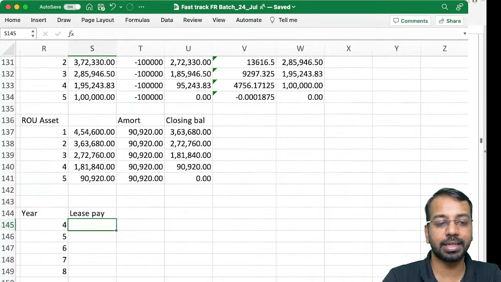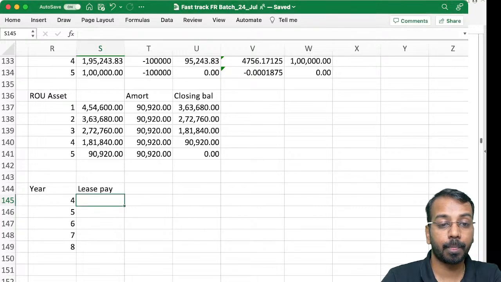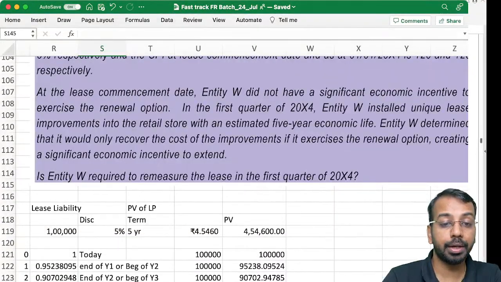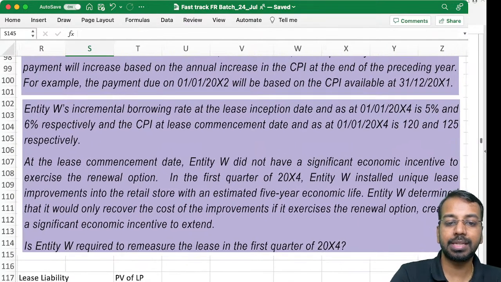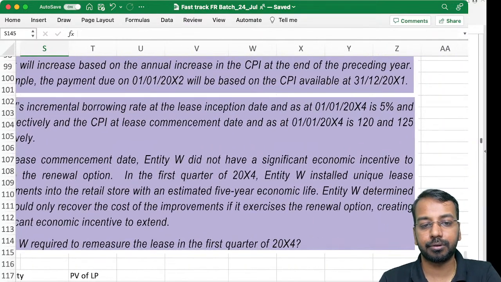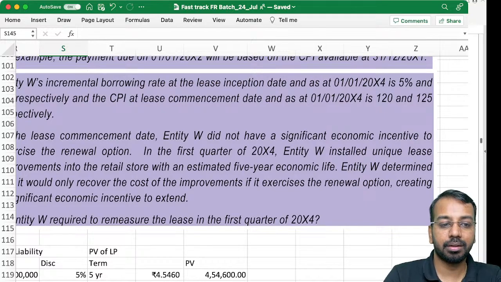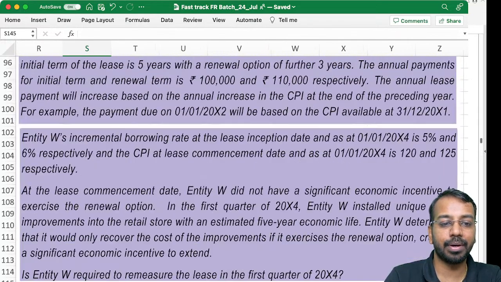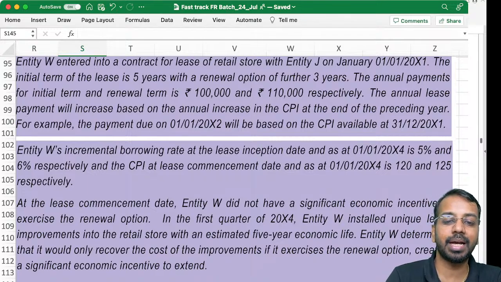Now what the question says is, on 1st of January of year 4, the CPI is now 125. What was the CPI earlier? The CPI earlier was 120. Which means, based on the CPI, the lease payment will increase. What does it say? Payment will increase based on the annual increase in the CPI at the end of the preceding year.